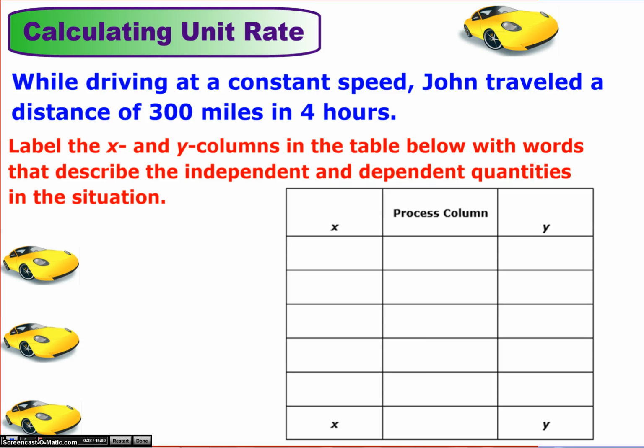It says, while driving at a constant rate of speed, John traveled a distance of 300 miles in 4 hours. And then it says, label the X and Y columns in the table below with words that describe the independent and dependent quantities in this situation. So, what do you think is the independent variable? Which one do you think determines everything else? If you said time, you would be correct. So you need to write time above X and miles above Y.